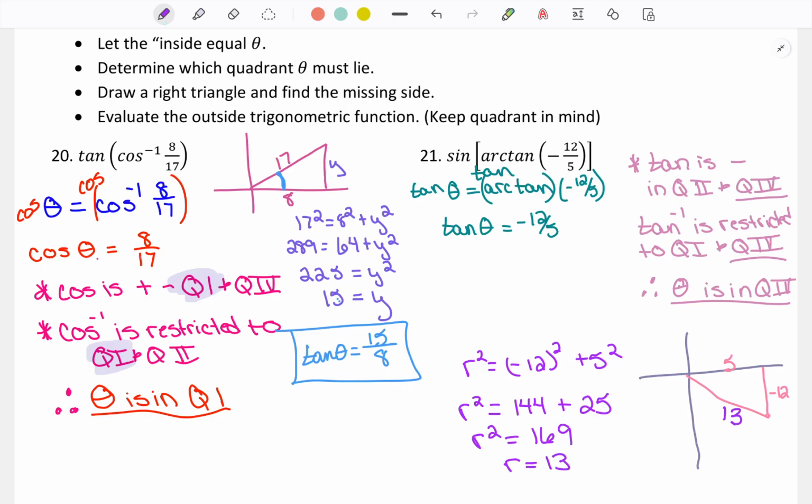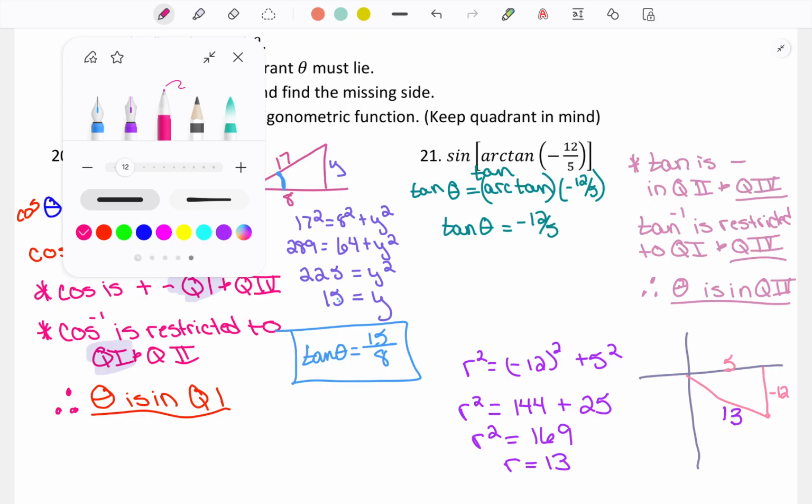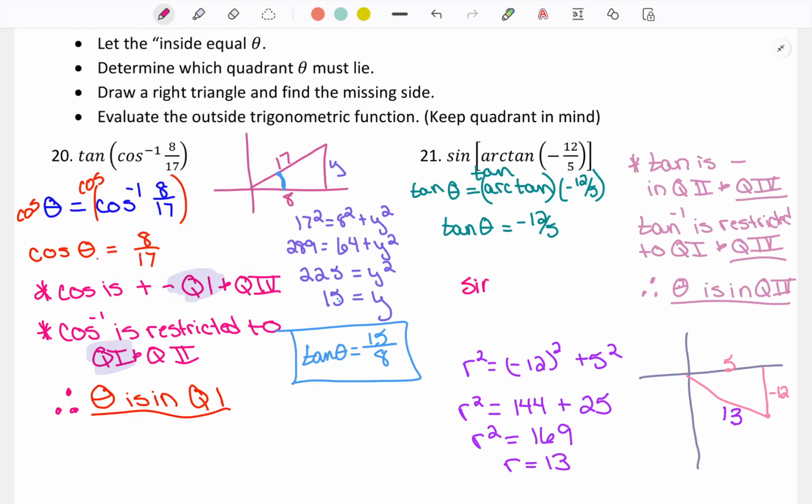So then we are going to find the sine of theta. The sine of theta is going to be our y over our r. So that's going to be negative 12 over 13.